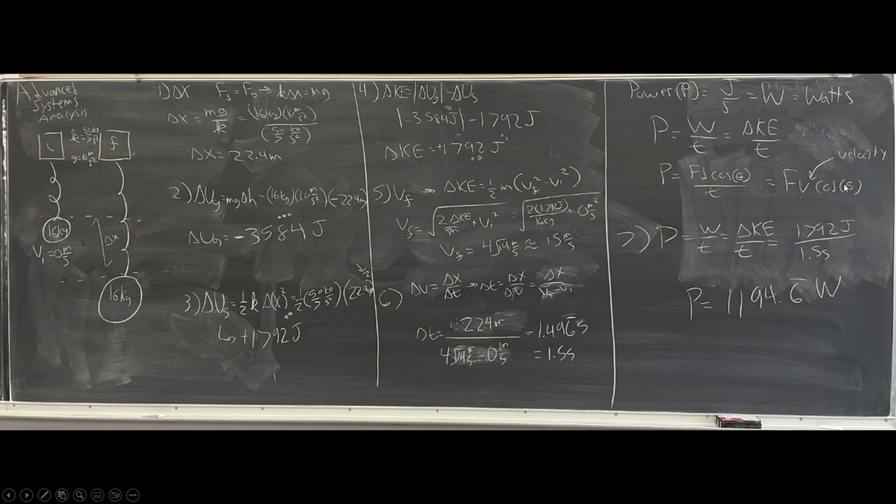Now, according to our system here, we can figure out what power equals by using our work energy theorem to say that delta KE has the same value as what our work value was. Or work has the same value as kinetic energy change. So we're going to plug in 1,792 joules and divide by the time value we got, roughly 1.5 seconds, which gets us a power of 1,194.66 repeats watts, capital W, of power.